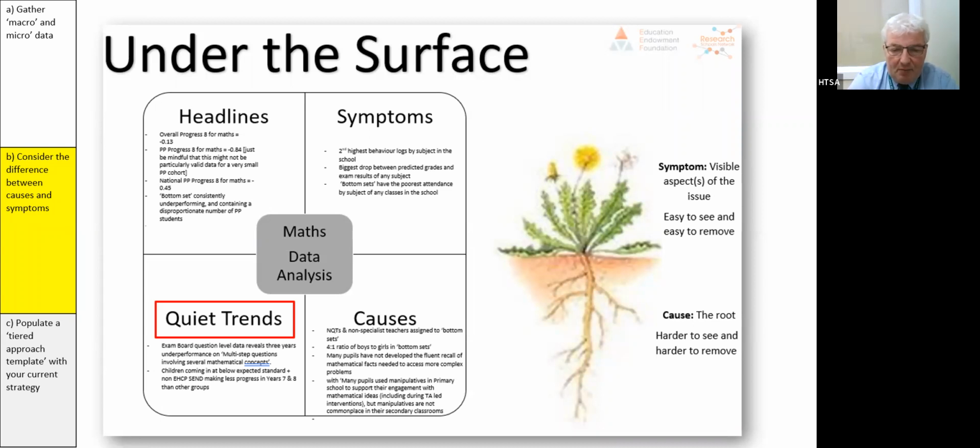And then what are the causes in this? Again, this could be interviews with stakeholders or with other adults in the school that are involved in these classes. It could be coming from learning walks. What's the problem? What are the causes in here? So that document is available as well.